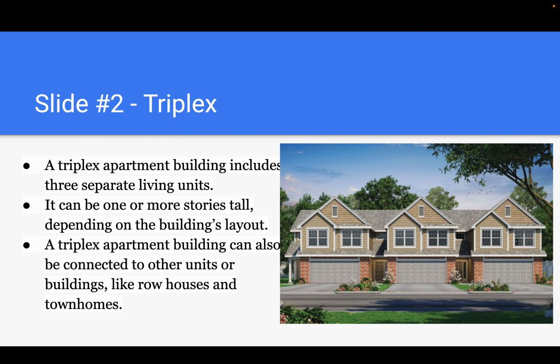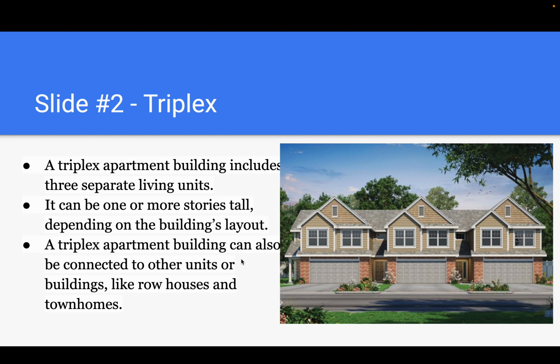Then you have a triplex. A triplex is an apartment building that includes three separate living units. And by the way, this is one big building right here. If I were to ask somebody, hey, how many rentals do you have? They could say I have one triplex, or they could say I have three doors. One, two, three. And three doors meaning they have three units that are rented out currently.